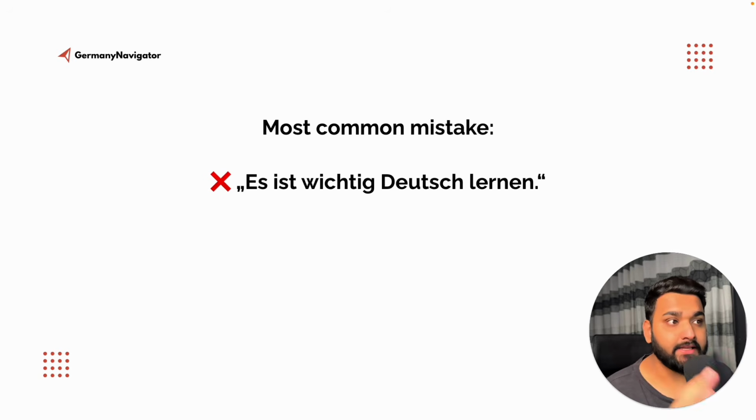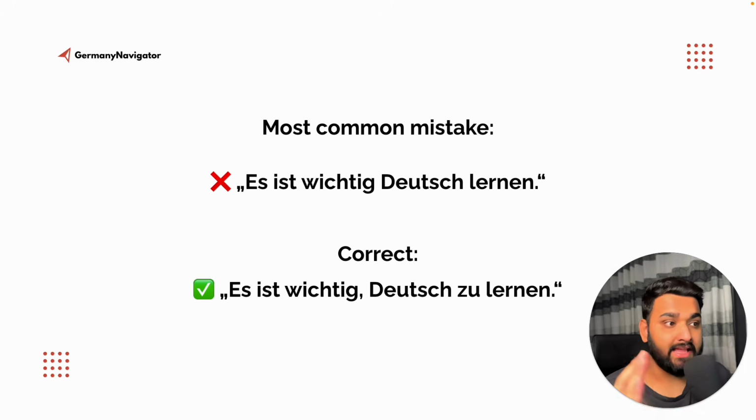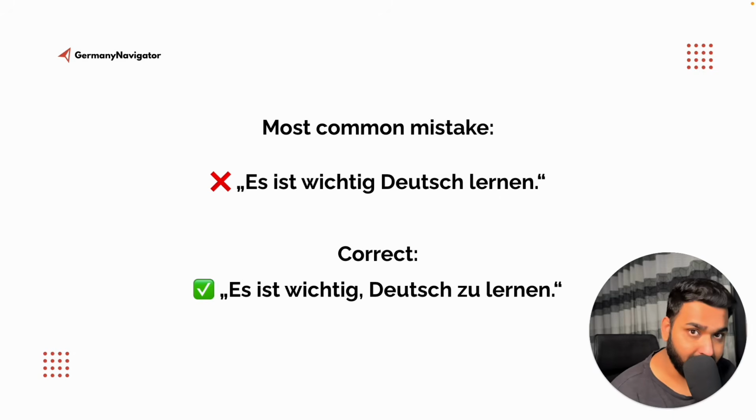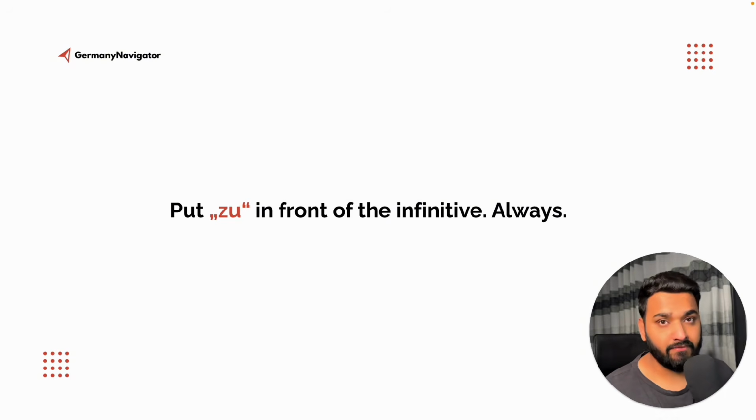Here's the most common mistake. Es ist wichtig, Deutsch lernen. That's not the right one. The correct one is: Es ist wichtig, Deutsch zu lernen. Try to put the zu in front of the infinitive verb, always.